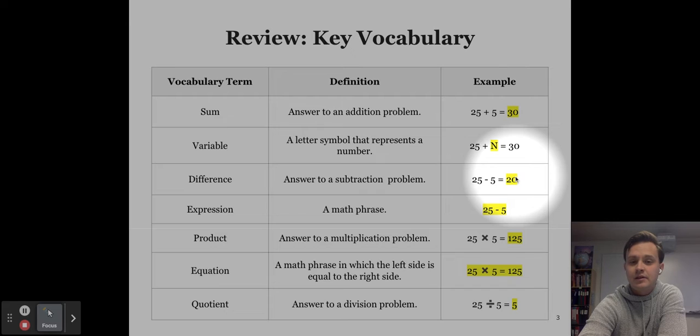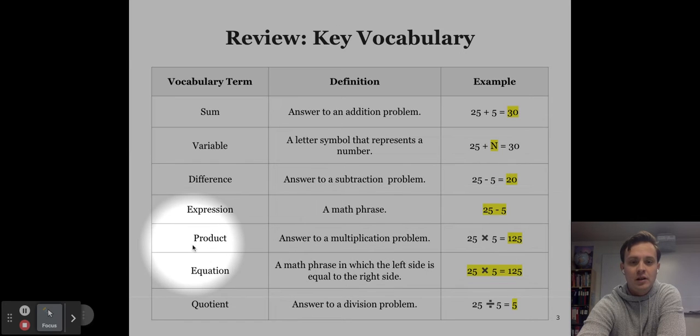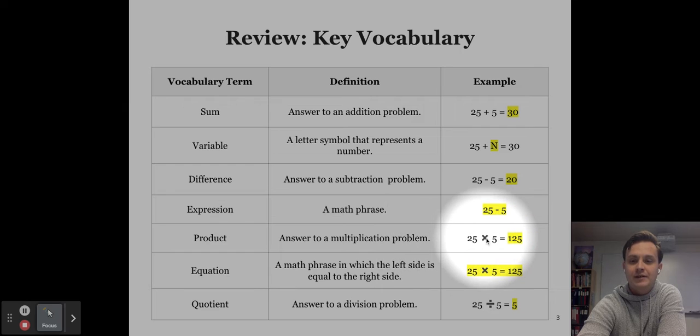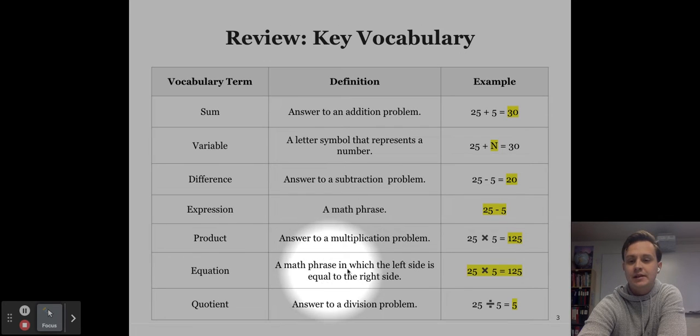20 is the difference. Expression is a math phrase. 25 minus 5, that's an expression. A product is the answer to a multiplication problem. 25 times 5 equals 125. That's a product. An equation is a math phrase in which the left side is equal to the right side. So this whole thing, 25 times 5 equals 125, that's an equation. And a quotient is the answer to a division problem. 25 divided by 5 equals 5.